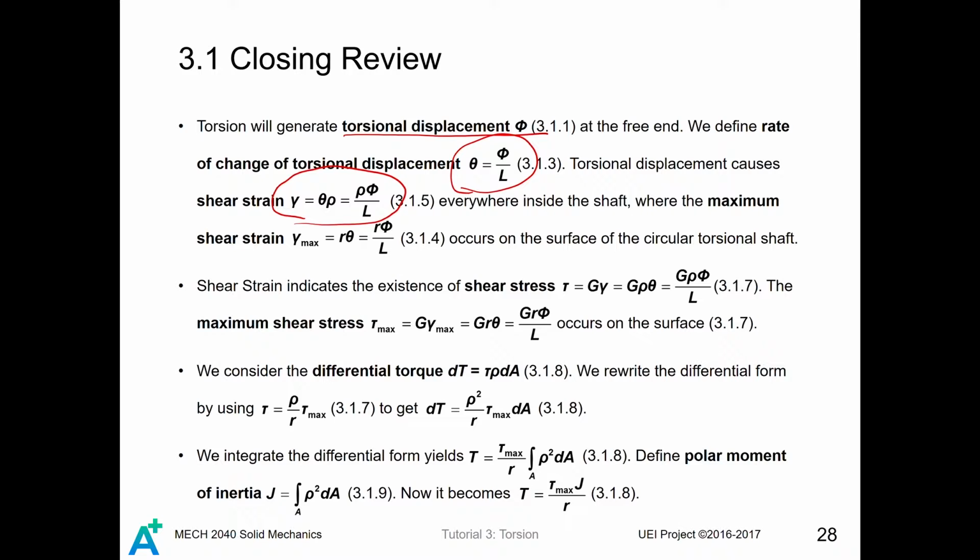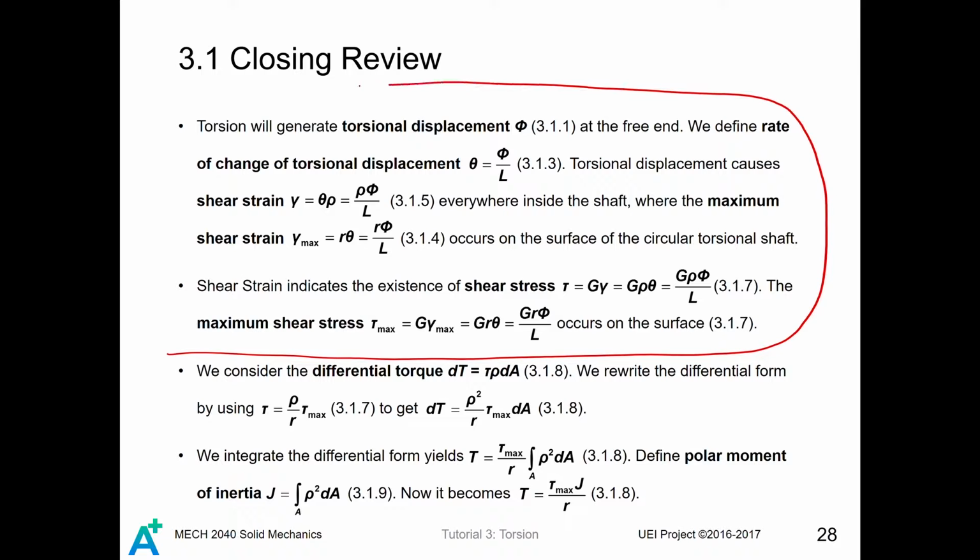Notice that the maximum shear strain occurs at the surface of the shaft. So in such case, you just put rho as R. In previous tutorials, we discussed the relationship between the shear stress and the shear strain. Therefore, we apply tau equals G gamma to those shear strain formulas. Notice that all those things above are just the foundation for us to derive the elastic torsion formula.